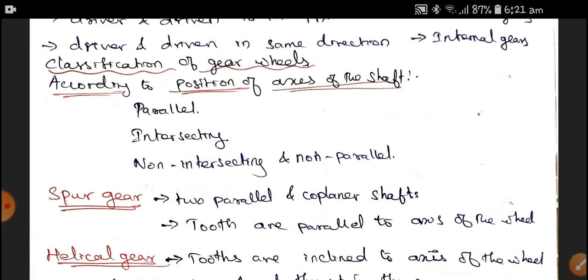Spur gear is for two parallel and coplanar shafts. What is meant by coplanar? It has the same plane, that is the meaning. Both shafts are in the same plane. So for two parallel and coplanar shafts, the spur gear is used. And here the very important thing is the teeth are parallel to the axis of the wheel.